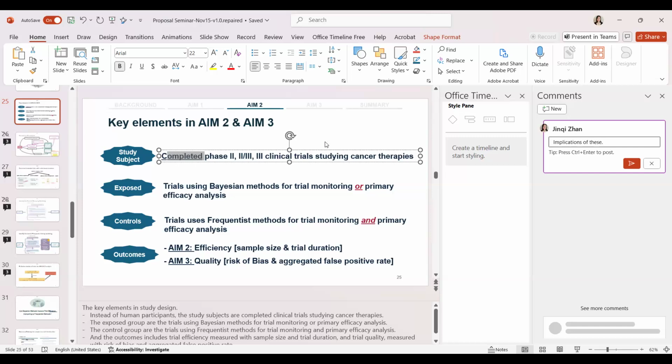So the question in the room is, in aim 2 and 3, I'm only including the completed trials, and what could be the implication of that, and I may need to think about whether or not Bayesian has an effect on whether a trial can complete or terminate or something.